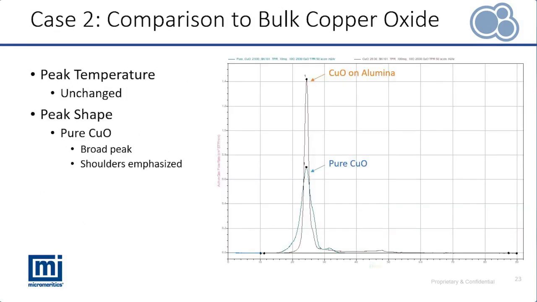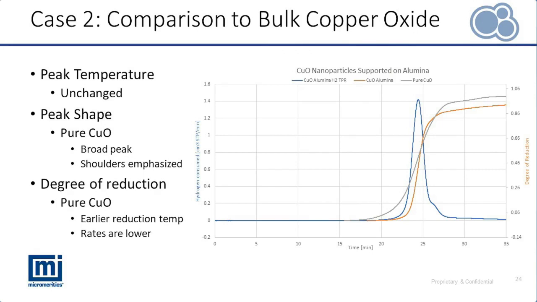In the second case study, we looked at copper oxides and compared it to the bulk copper oxide. The copper oxide nanoparticles on alumina is compared to the TPR of a pure copper oxide powder less than 10 microns. Here the peak temperatures are relatively the same. However, the shape of the TPR is drastically different. The pure copper oxide is more broad, with the reduction occurring over a longer period of time. The shoulder of the pure copper oxide is more apparent.